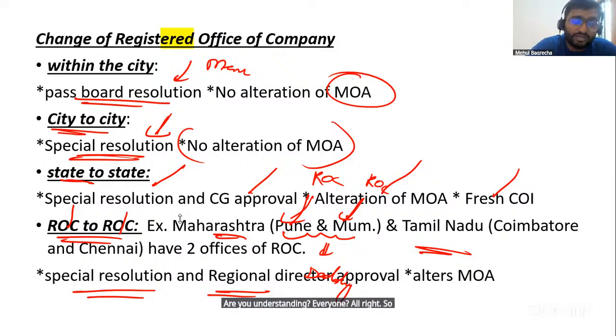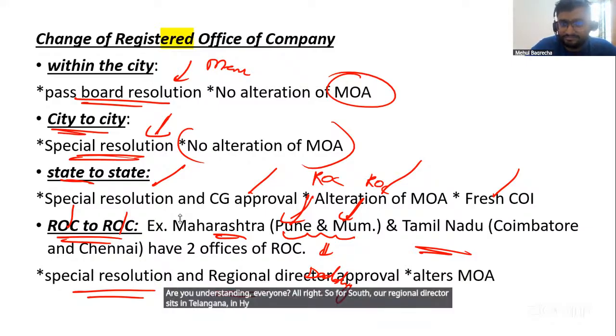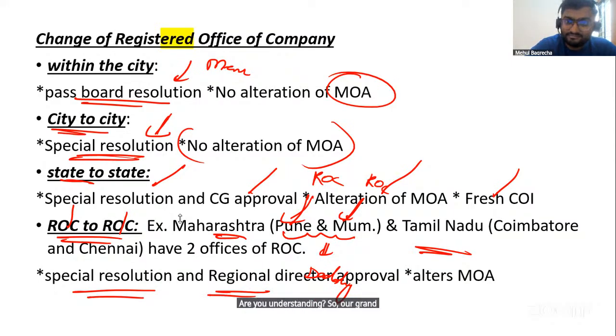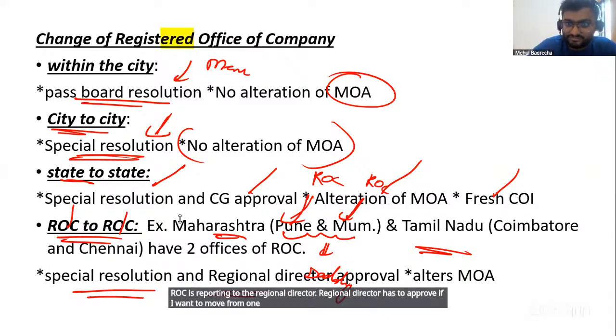So for South, our regional director sits in Telangana, in Hyderabad. Are you understanding? So our grandfather, my daddy's daddy, ROC is reporting to the regional director. Regional director has to approve if I want to move from one ROC to another ROC. Crystal clear with the concept?